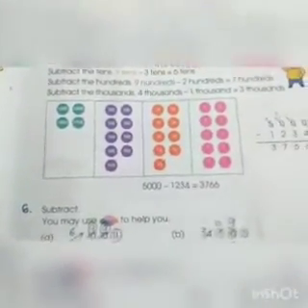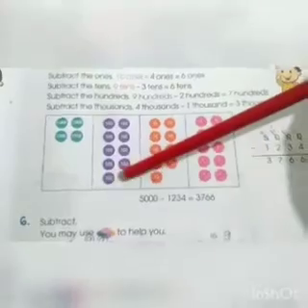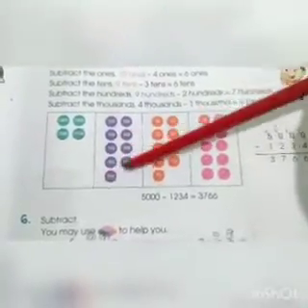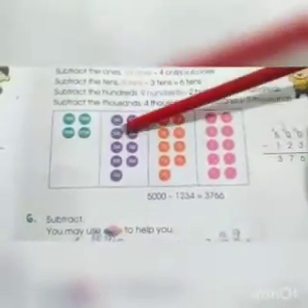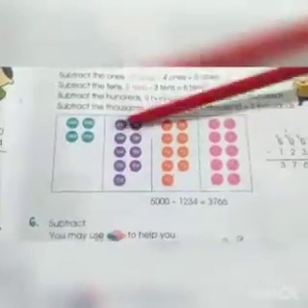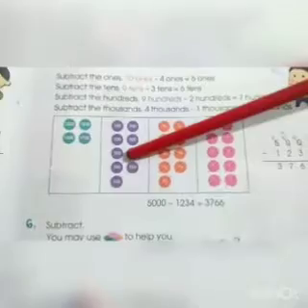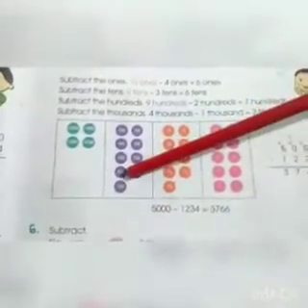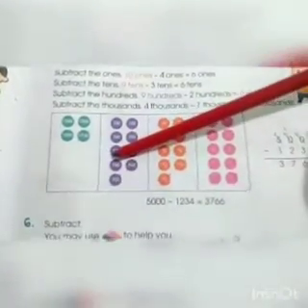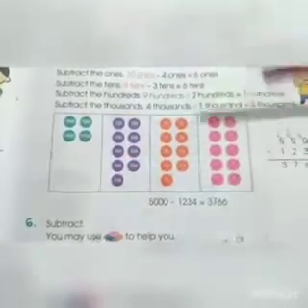Okay class, you can see in the hundreds column there are 9 sections of hundreds. When we cross 2 sections of hundreds, how many sections are left? Let's count. 1 2 3 4 5 6 7. There are 7 hundreds left.